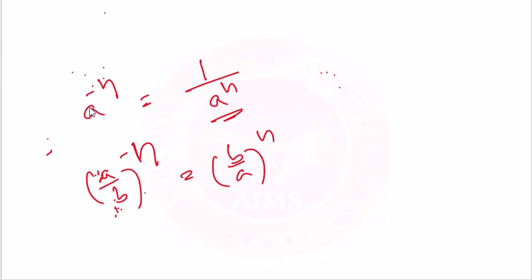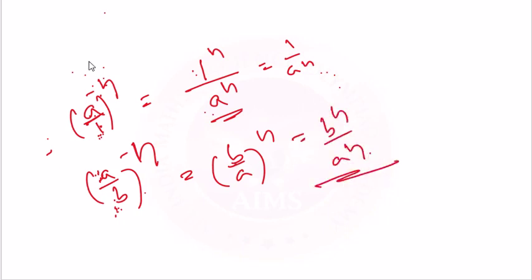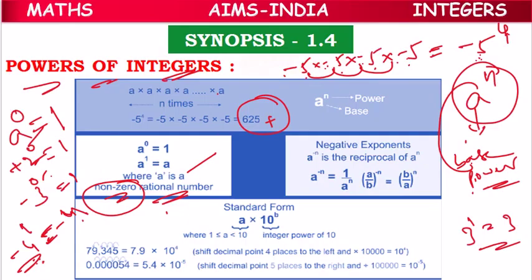Here also, a power minus n means we can write it as a by 1 whole power minus n, because 1 to the power of any number equals 1 only. That's why reversing a by 1 gives 1 by 1 power n by a power n, or 1 by a power n, or b power n by a power n. Like that, if we have a negative power, then we can interchange the numerator and denominator, and the power sign will change. That is one condition.